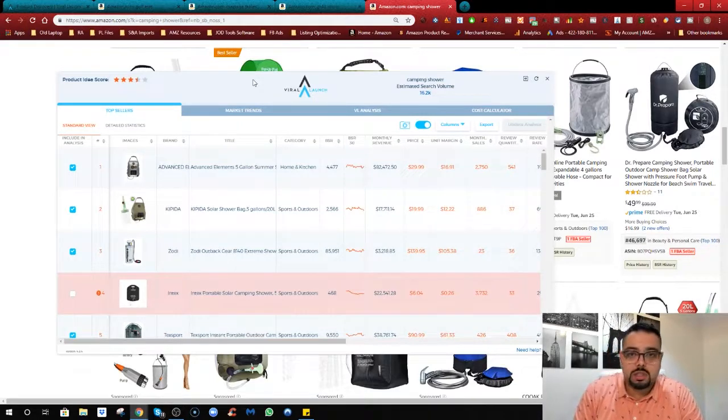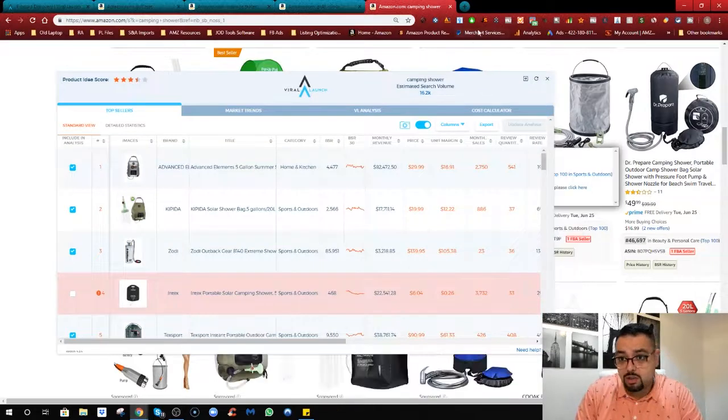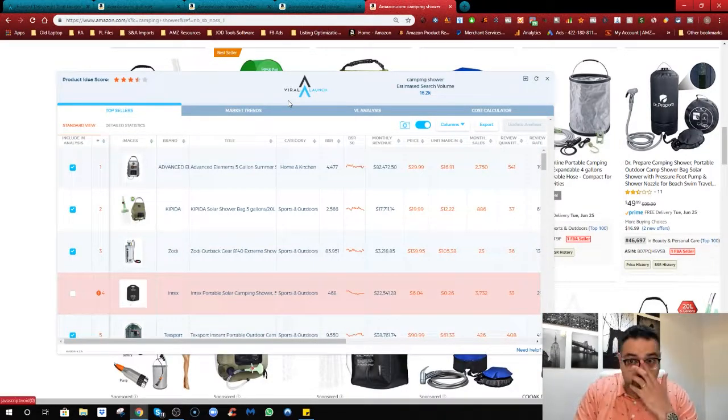I use 2 softwares, to be honest with you. I use Market Intelligence and I use Jungle Scout, both of them. These are the ones that I really use personally, and I have them here, as you see.